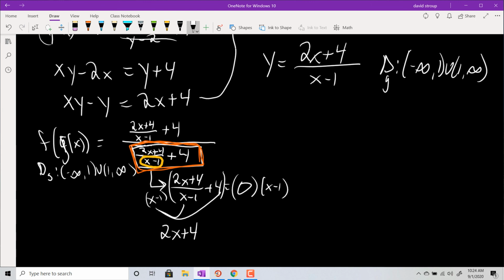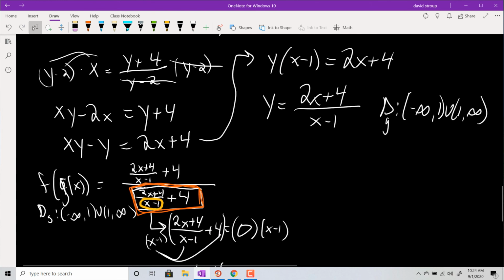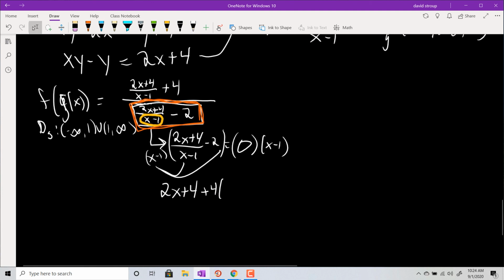And then plus 4 times x minus 1. Oops, it should be 2, right? Minus 2 in the denominator. Sorry about that. So this would be minus 2. Okay, and then that would be minus 2.